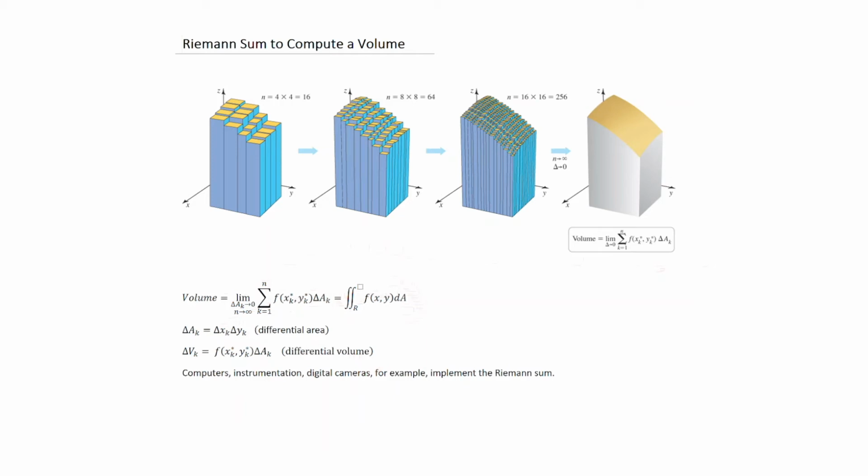By the way, computers, for instance instrumentation, digital cameras, they basically implement the Riemann sum. They don't do the actual calculus. They do a Riemann sum. And so, for instance, when you're looking at brightness control, what they do is they look at the average brightness, and then they decide whether or not they should be adding more light to an individual pixel so that the average brightness of the image as a whole is suitable.